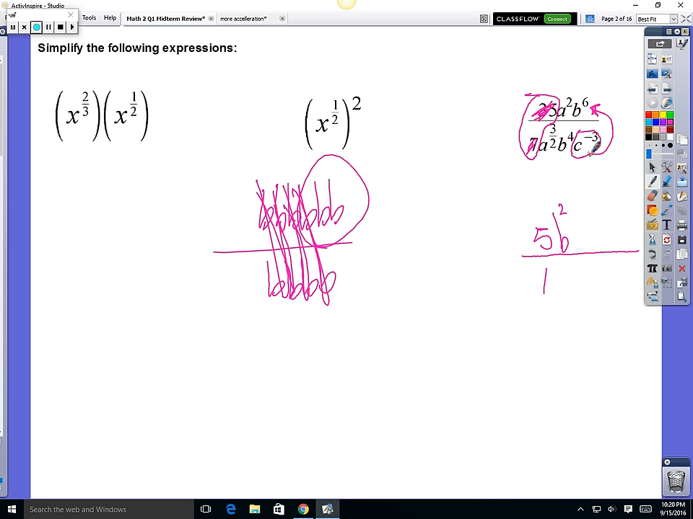We move these c's to the top, so you got c cubed on top. Okay, now let's do these a's. There's a couple ways to do it. This b to the 6th on top and b to the 4th on bottom is really b to the 6 minus 4, and that is b squared.